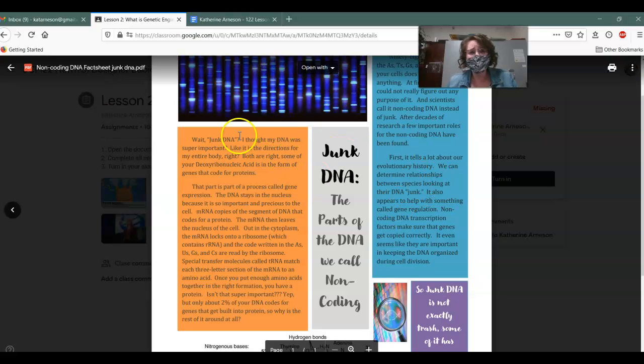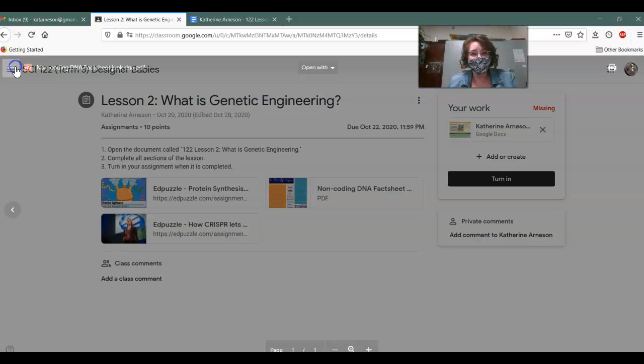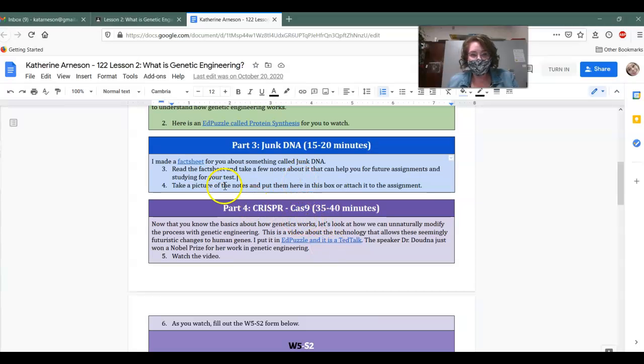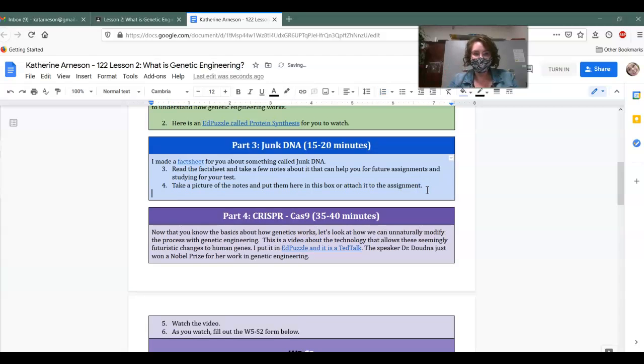So go ahead and read this, and then there are 2 questions about it that you have to answer back in your document. The first one is, read the fact sheet and take a few notes. Oh, just kidding. So take a few notes that you might need and then take a picture of your notes and put them here. So thank you very much for doing that in advance. You can just paste that picture right here, put your cursor, push enter, and then paste that in.